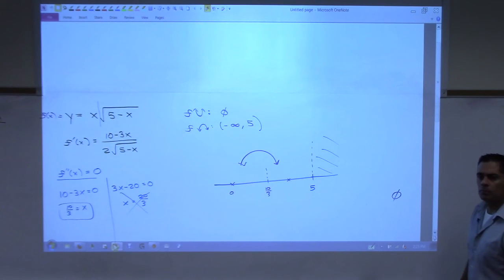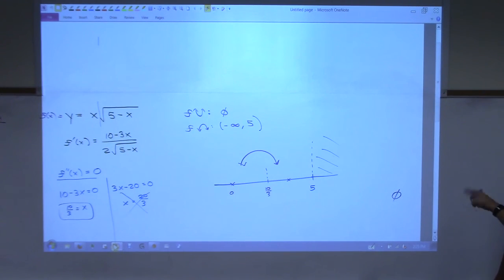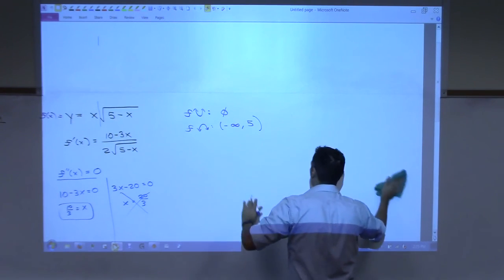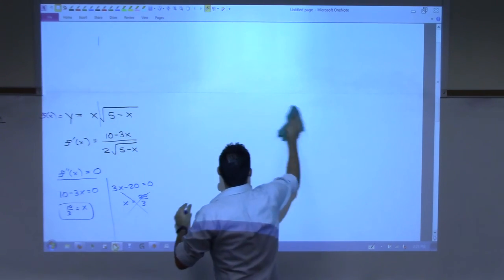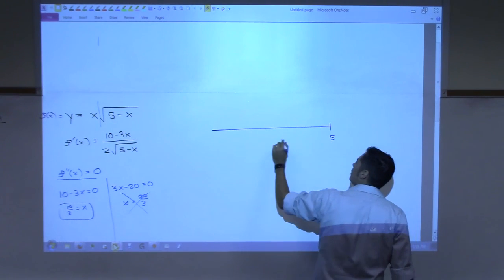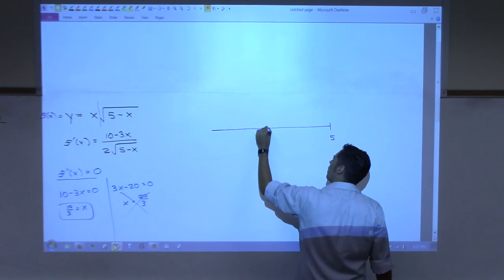The local max. But yeah, 10/3 is where we have something happening. But that's from the first derivative, right? The local max is happening there. All right, I'm ready. No inflection points, right? No inflection points. Do I only have, what, 10/3 is the only number I have on here? 10/3.